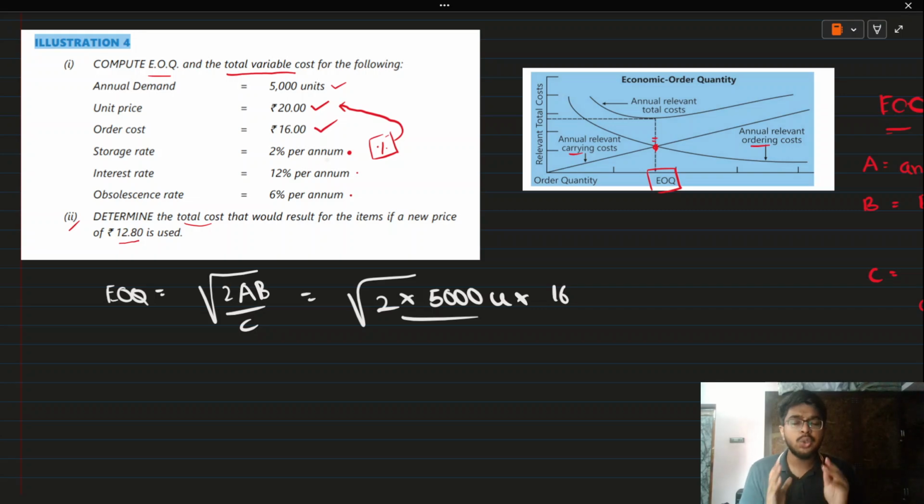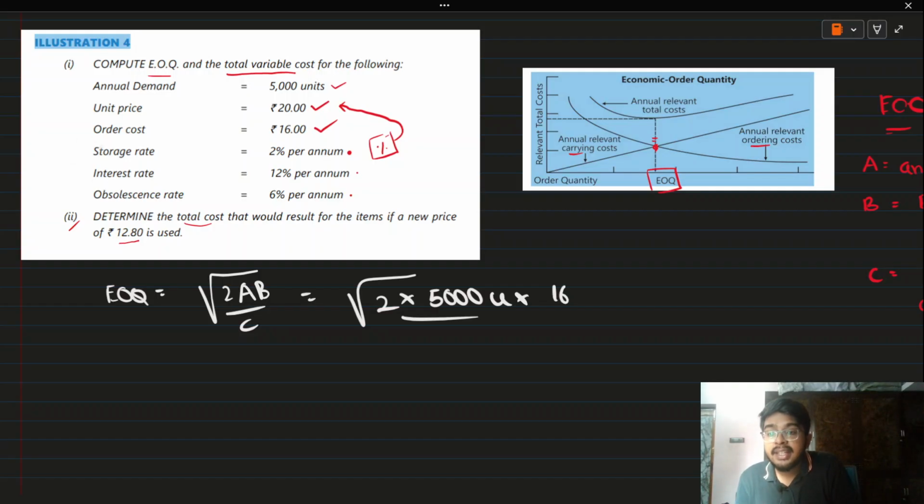For example, storage cost, it is very straightforward. When we buy a material, we store it in a warehouse, godown, etc. What is the rent incurred, the employees for taking care of the goods, forklift used in the storage? All these come under storage cost. This is very direct and straightforward.